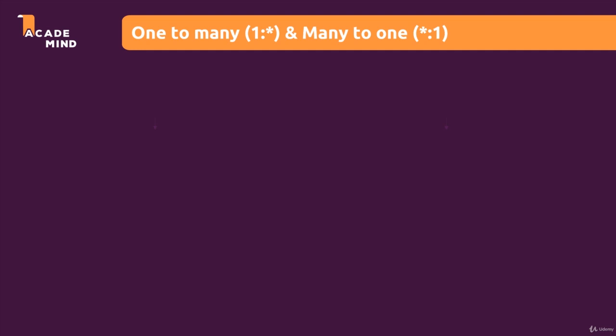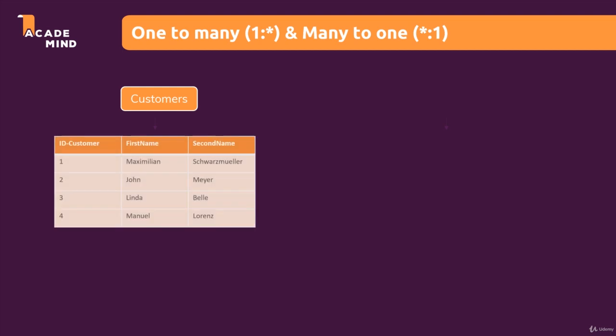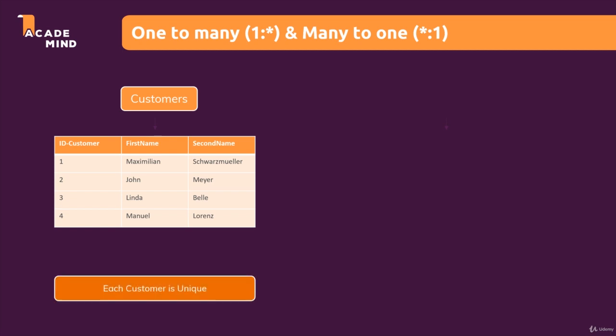Well, let's say we have two tables. One table is the customers table. Inside the customers table, we have a unique ID for each customer, and a first name and a second name of the corresponding customers. The important thing behind this customers table is that each customer is unique. As you can see, each customer ID only exists once, therefore each ID and each customer is unique.